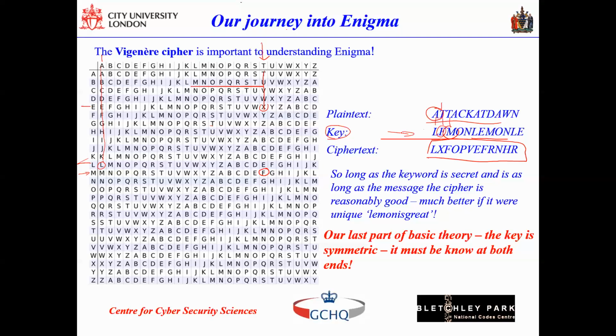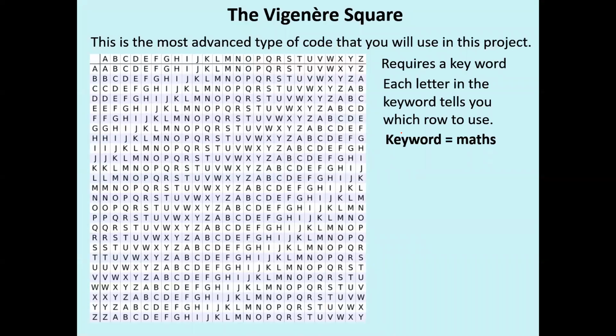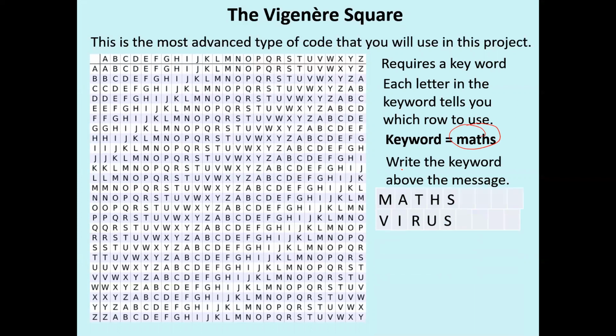And we'll have a look how we can do that on the next slide. So we said it requires a keyword. The keyword that we're going to use for this project, let's keep it nice and simple, is maths. Okay, so if you have a code to decrypt, which is a Vigenere square, remember that you won't be able to crack it without this keyword here. So that's fundamentally important.